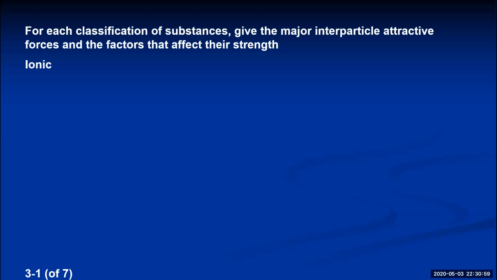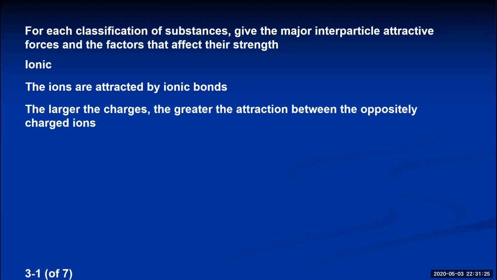Ionic matter is any matter created out of positive and negative ions. This naturally occurs when metals and nonmetals bond to form something like sodium chloride or magnesium sulfide. So what holds these positive and negative ions together would be considered the major interparticle attractive force in ionic matter, and those are called ionic bonds. There are 2 factors that influence the strength of ionic bonds. Most important one is the ion charges. The larger the charges of the ions, the stronger the attraction between the oppositely charged ions, and if you have a stronger attraction, that causes the melting point of these crystals to increase or be higher.